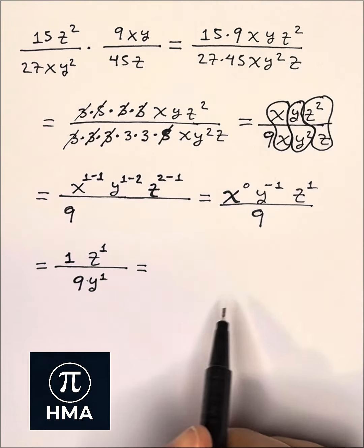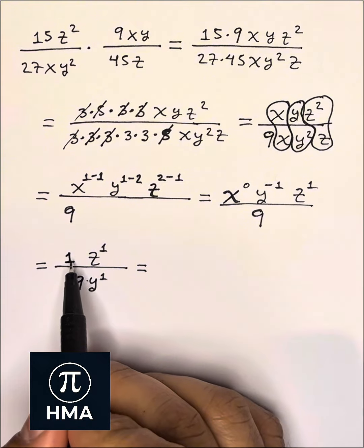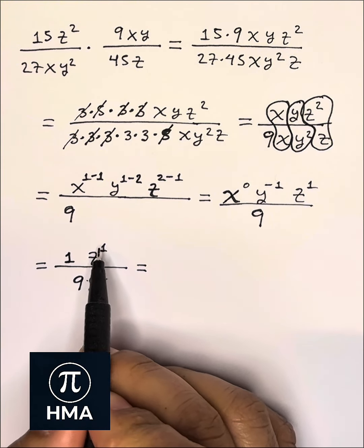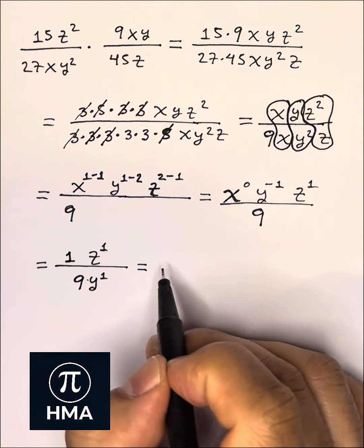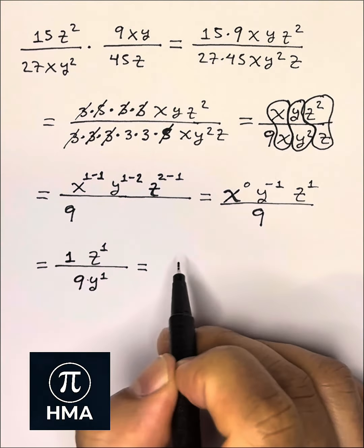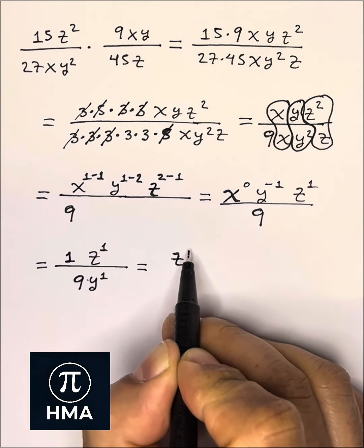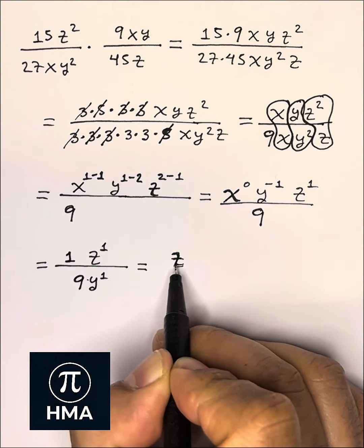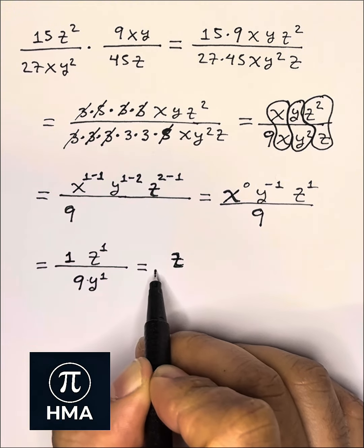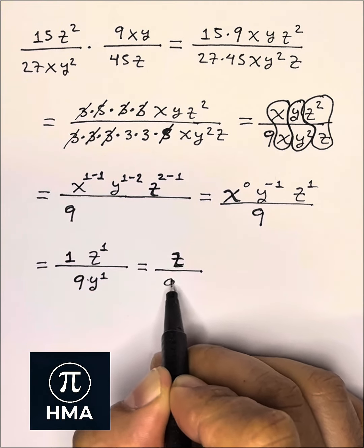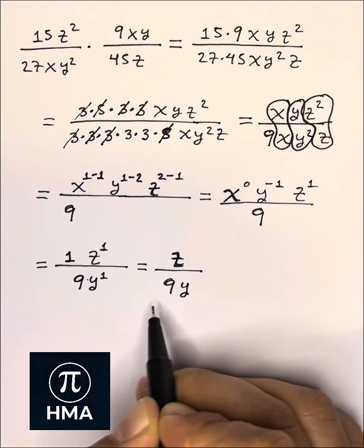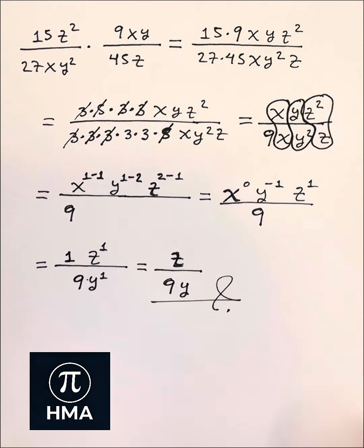This will be the result, but we normally don't write the number ones in the multiplying variables or the powers 1. So this means that I will just remove this 1. I will just leave the z, and the power 1, we normally don't write it. We assume that it is power 1 when we don't write the power. And the denominator will be 9y. And this will be the result.